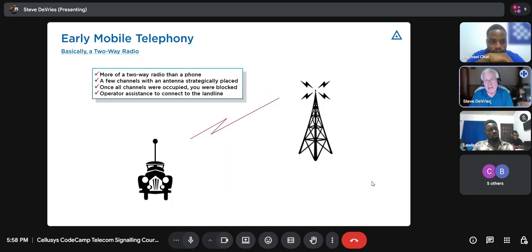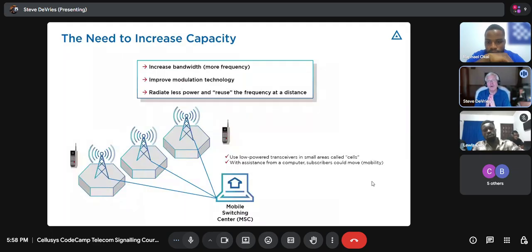So how do you increase your capacity? There are 3 ways you can do that. You can get more frequency. That's one way to do it. Now, in order to talk, you need a certain amount of frequency. It's not just one frequency. You might need 10 kilohertz, or 20 kilohertz, or 30 kilohertz. You need a band for your voice to actually go on.